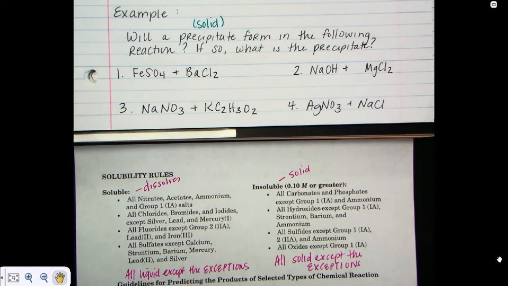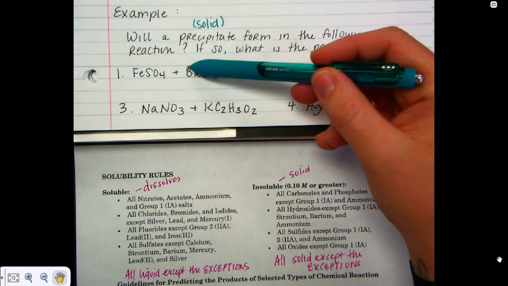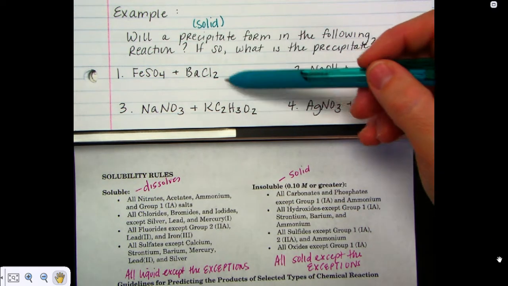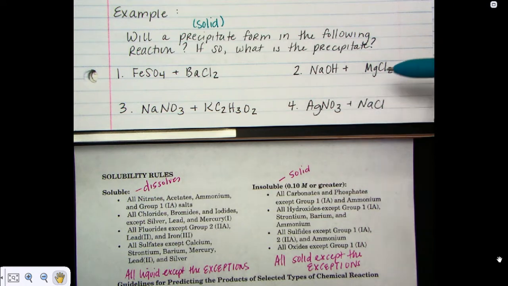And if so, what is the precipitate? So I've given you 4 examples here. In these 4 examples, everything that you have been given are reactants. So before I can say whether or not a precipitate forms, I need to determine what my products will be. There's 2 ways you can do this.